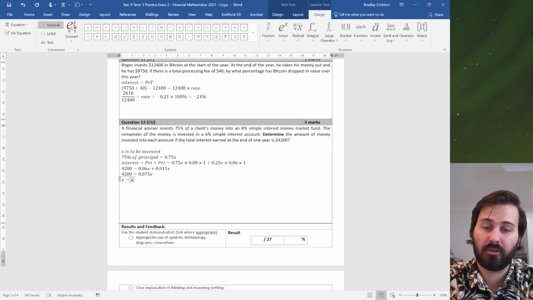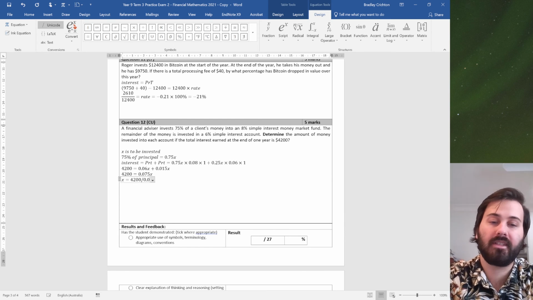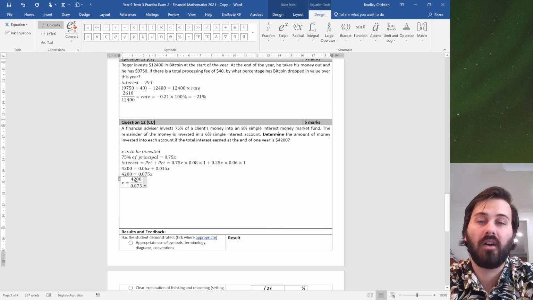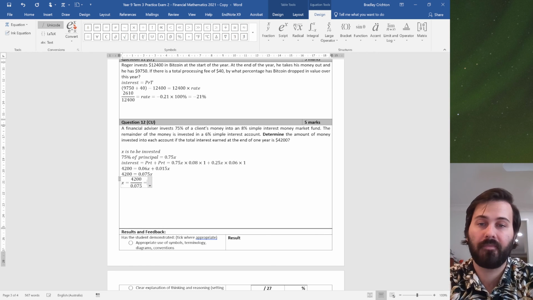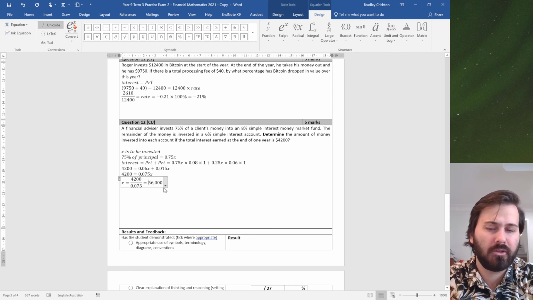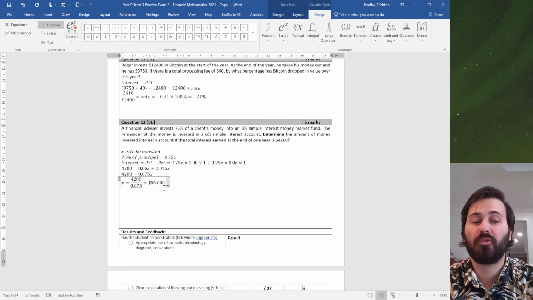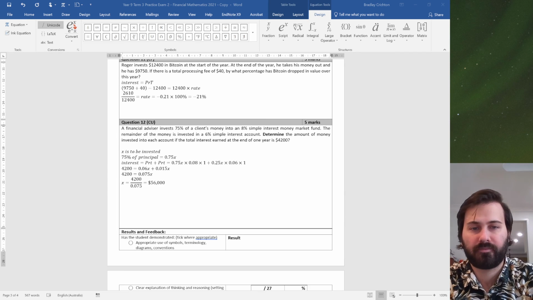x is equal to 4,200 divided by 0.075. So we have to divide 4,200 by what is in front of our x value, 0.075. So therefore, x is equal to 56,000. Now, do we remember what x was equal to? x is equal to the principal amount, which is the starting value. So let's read the question again.